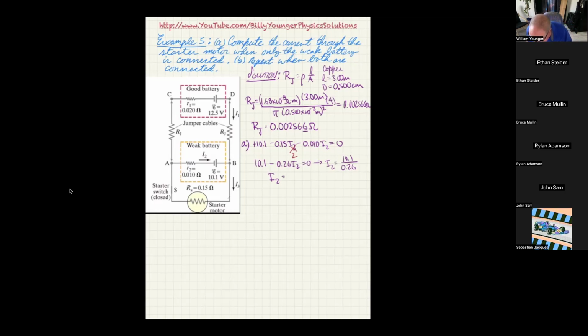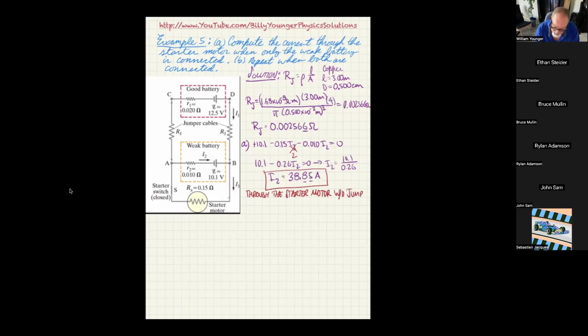So that's going to be 38.85 amps going through the starter motor. Technically, I only had two sig figs, so really I have to call that about 39 amps. So that's through the starter motor without the jump. In other words, without the other battery.